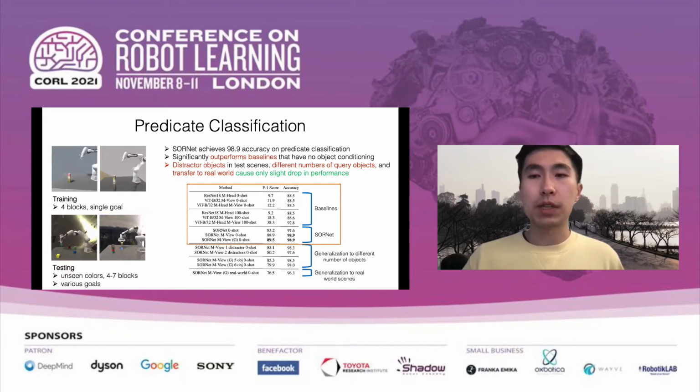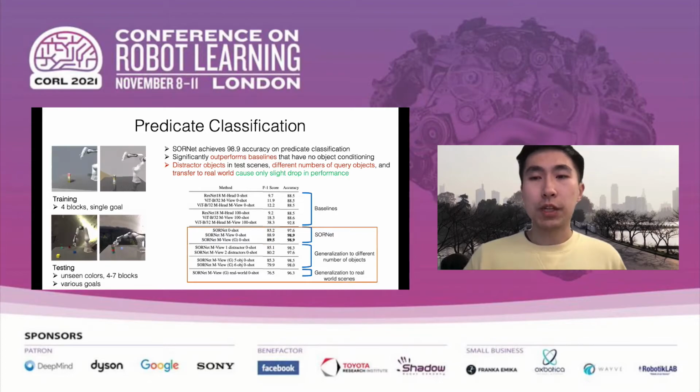SORNet achieves almost 99% accuracy, significantly outperforming baselines that have no object conditioning. Moreover, distractor objects, different numbers of query objects, and transfer to real-world images cause only a slight drop in performance.